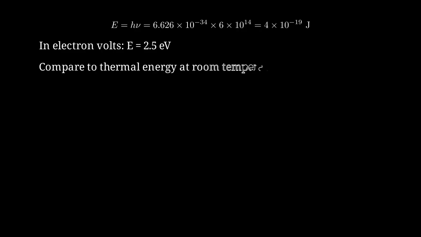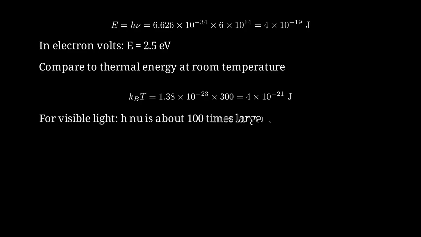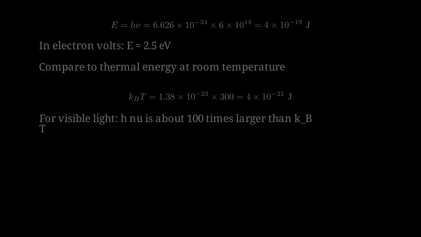Let's compare this to thermal energy at room temperature. At 300 Kelvin, kBT equals 1.38 times 10 to the negative 23 times 300, which equals 4 times 10 to the negative 21 joules, or about 0.025 electron volts. For visible light, h nu is about 100 times larger than kBT at room temperature. This is why quantum effects matter for light.